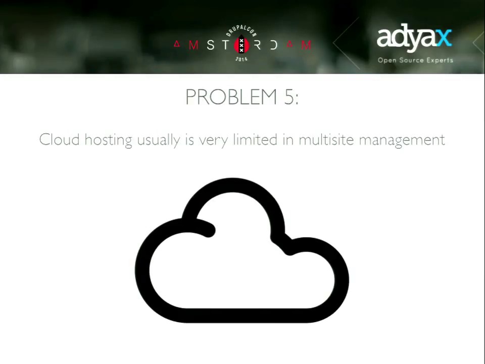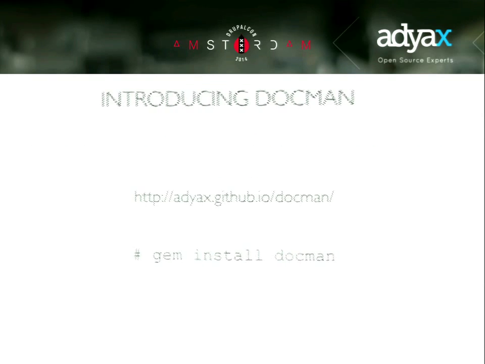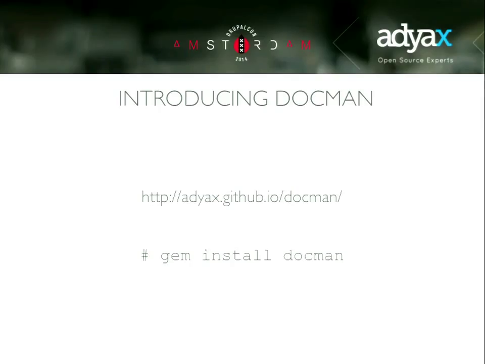websites in one standard Drupal installation, we created the tool which is called Docman. The Docman is the Docroot management. There is a website on GitHub, so you can just go there and look at it. It's very brief, so we are working on documentation. And the first thing that you normally will do to test it, you will have to install the Docman gem, because the tool is written in Ruby.